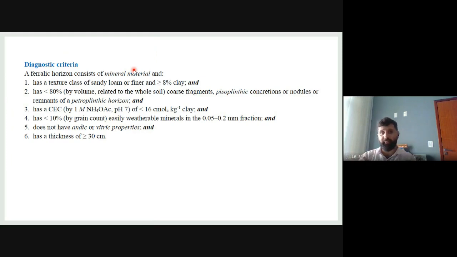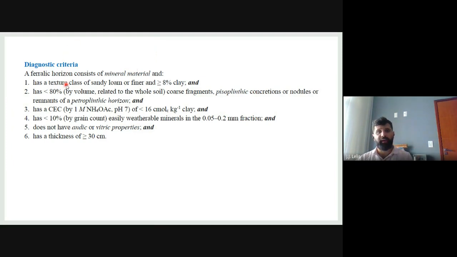It's like the nitic horizon, but the difference between the nitic horizon and the Ferralic horizon is that the nitic horizon should present shiny faces, and the Ferralic horizon should not present shiny faces. So always the nitic horizon is shining. It's why we say nitic. Nitic means what? Shine. And Ferralic, something that accumulates, that concentrates iron, and iron is opaque, does not shine, so the Ferralic horizon does not shine, okay?